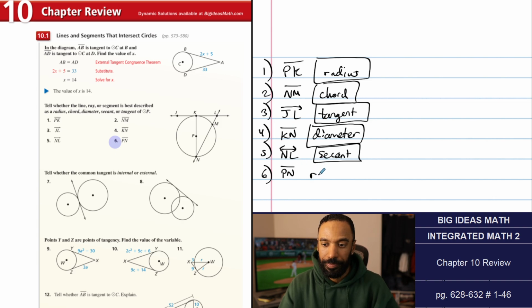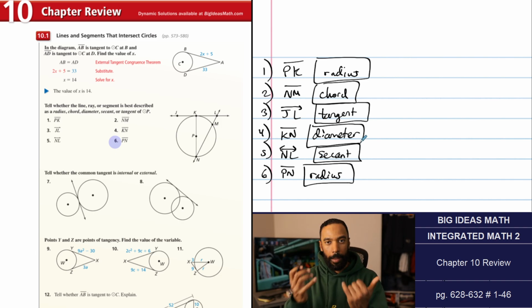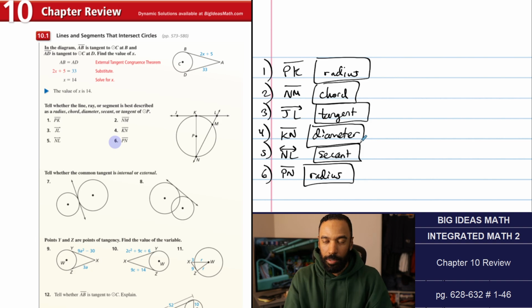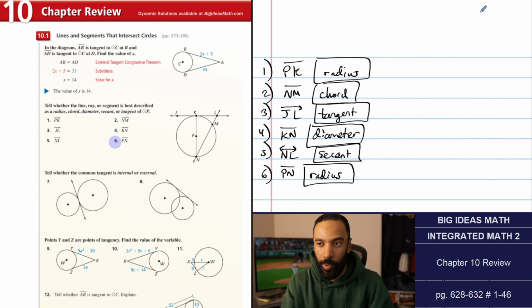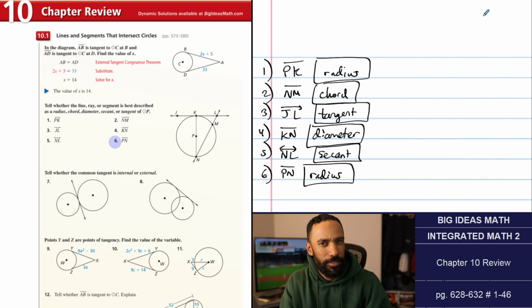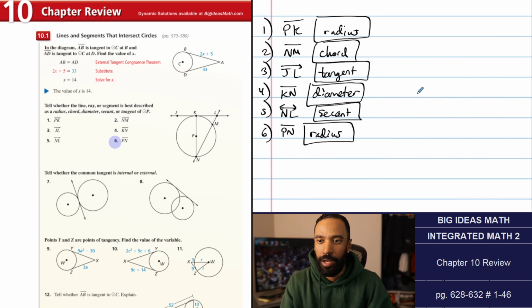Another radius. Another radius. Two opposite radii, or two radii that fall on the same line, make a diameter. Diameter's twice a radius. See, we're not doing that kind of stuff really as much here. We're not doing circumference and diameter and things like that.